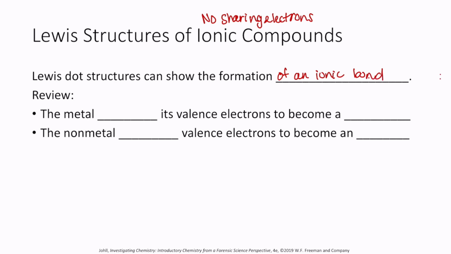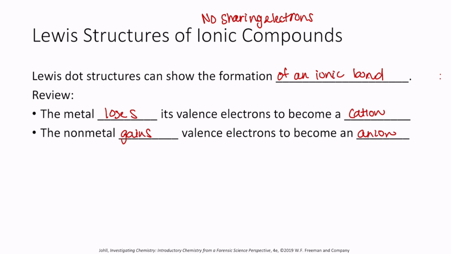If you recall, in an ionic bond, your metal is going to lose its valence electrons. So the metal loses its valence electrons to become a cation, while the nonmetal is going to gain. The nonmetal gains valence electrons to become an anion.